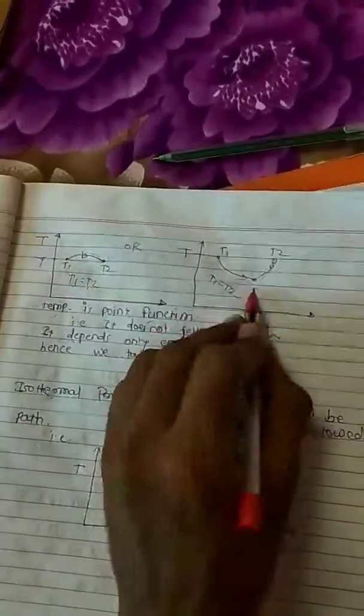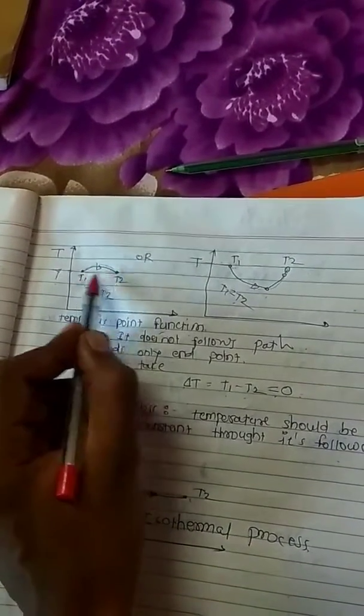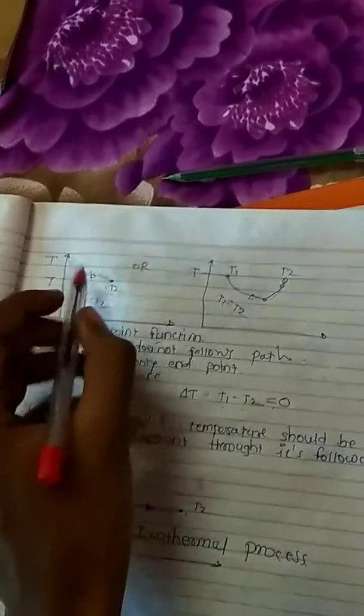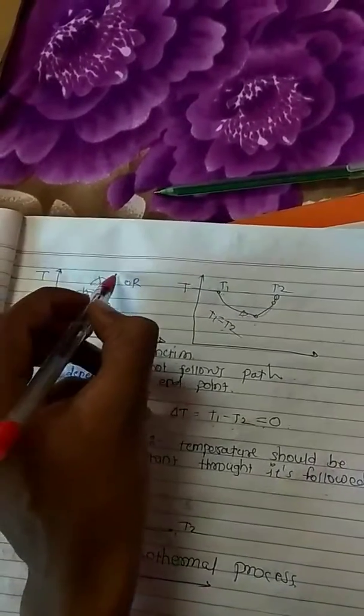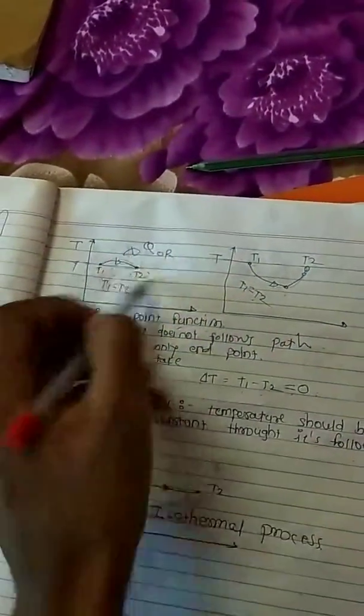So this is the throttling process actually, and in the throttling process the temperature increases and then decreases, going back to the initial point. But it's not an isothermal process because during this process there is some heat addition or rejection. And hence we can say this is not an isothermal process.